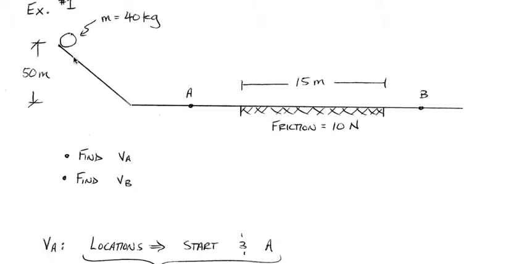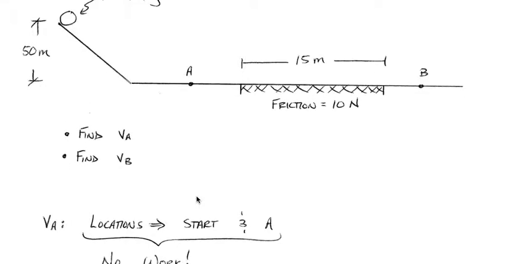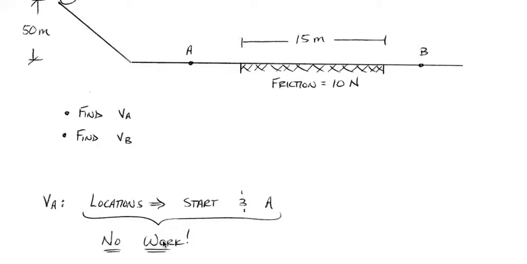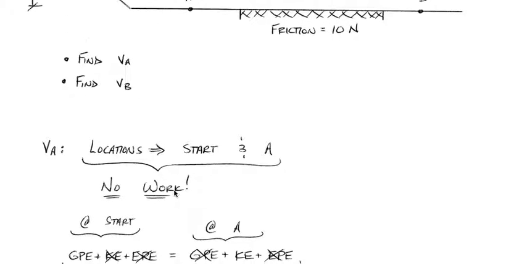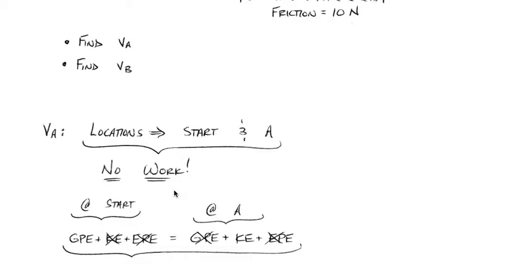So if I analyze between my start point and point A, there's no friction. I'm not told that there's any outside forces. This is naturally, due to gravity, going to roll down the hill and approach point A. Therefore, there is no work occurring between my start point and point A. That makes this problem very easy. I list out my energies. I don't have to worry about work.